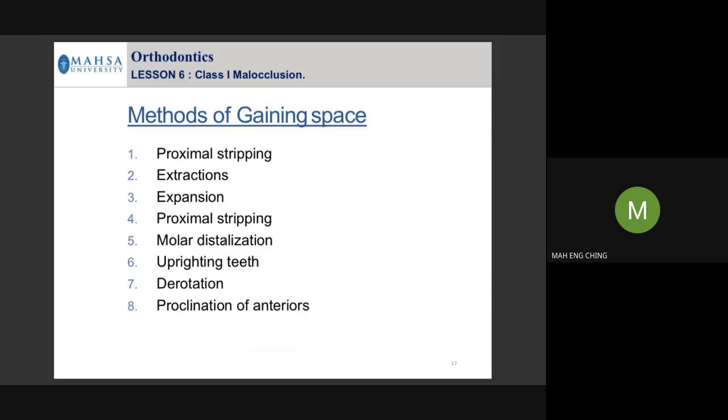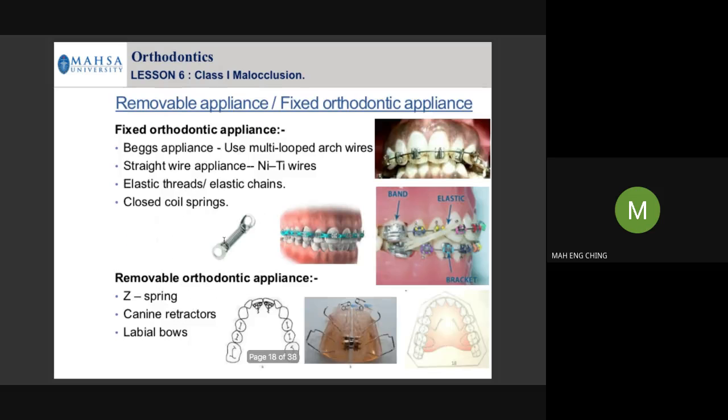Usually if you procline the upper and lower incisors forward, you gain some space. So you can tell the patient that removable and fixed appliances can fix this malocclusion. Simple malocclusion, removable; a more complicated one, you deal with fixed.